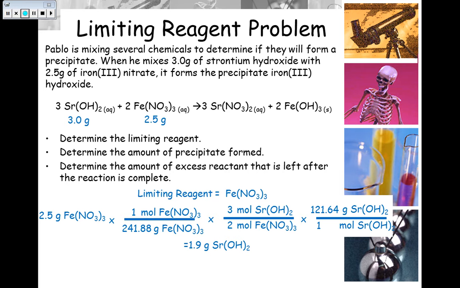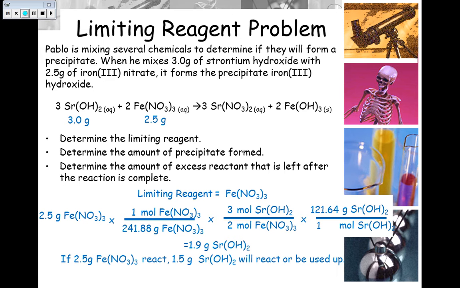Okay, so this tells me that if I have 2.5 grams of iron nitrate, I'm going to need to use 1.9 grams of strontium hydroxide. So if I'm going to need to use 1.9 grams of strontium hydroxide, and I had 3 grams to start with, how am I going to find the excess? I'm going to have to subtract it from the original.